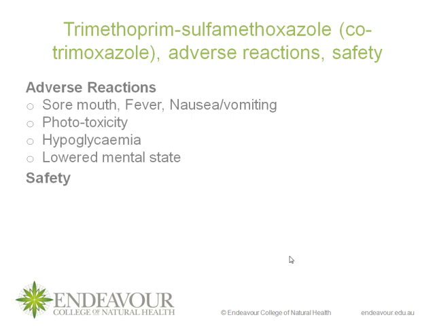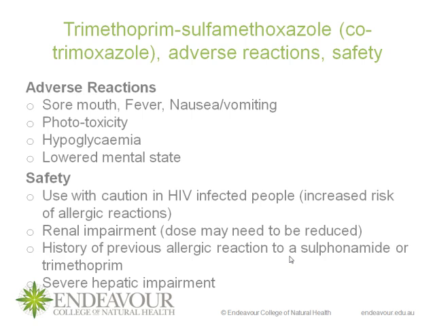Trimethoprim sulfamethoxazole causes hypersensitivity type reactions, a phototoxicity, the usual gastrointestinal effects, but it can also cause a fever and sore mouth, hypoglycemia, and can affect the CNS, a lowered mental state. It's used with caution in people who have HIV. The risk of the allergic reaction appears to be greater in these people. Used with caution in people with renal impairment, where the dose may need to be reduced.